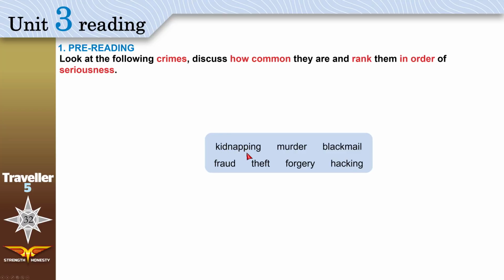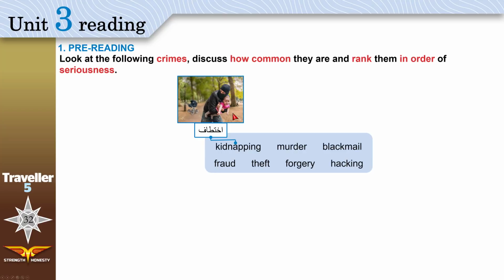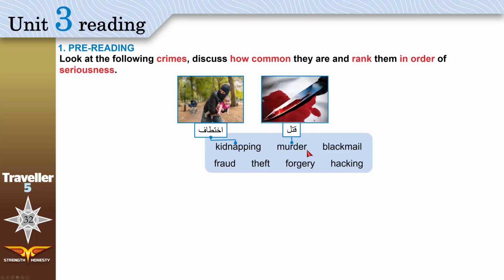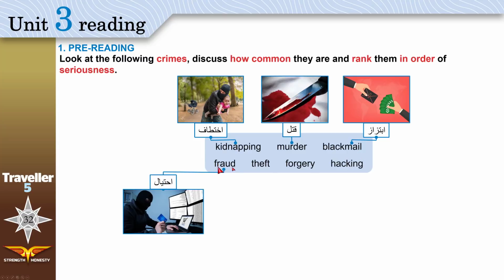Kidnapping. When you kidnap, you take a person, not money, not a car, you take a person for money. You keep him with you until their family pay money. Murder is when somebody kills another on purpose. Blackmail is when you ask for money in return of not telling a secret. I will not tell anyone if you give me some money. That's blackmail. Fraud is when you deceive and lie to people in order to get something like money.